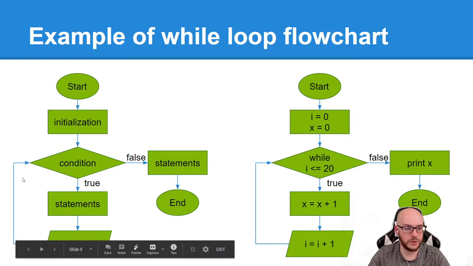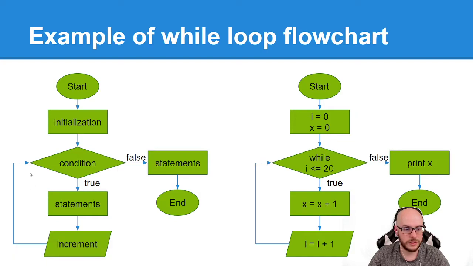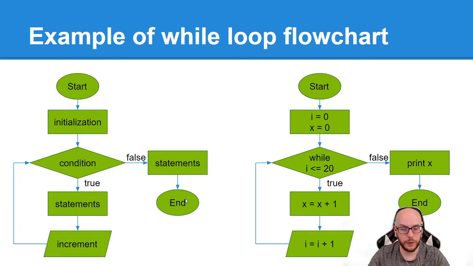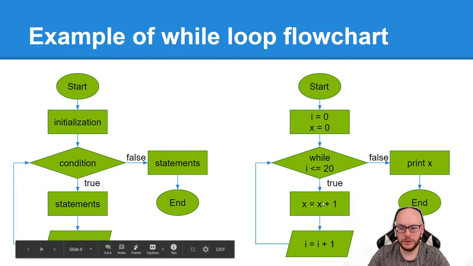We're going to keep doing that loop part until our condition is false, at which point we could do more things after the loop before our program ends. Here in this example, we're starting here. We're going to create I and x, both are 0. And it says while I is less than or equal to 20. Okay, I'm going to add 1 to x. I'm then going to add 1 to I. And I'm going to come back up and check the condition.